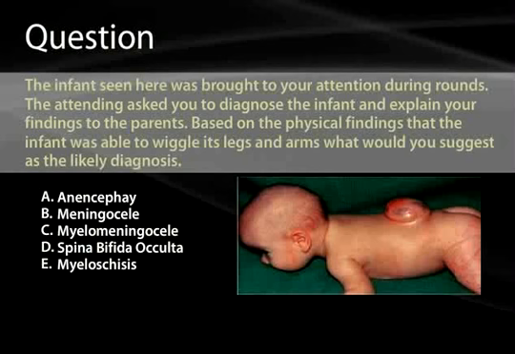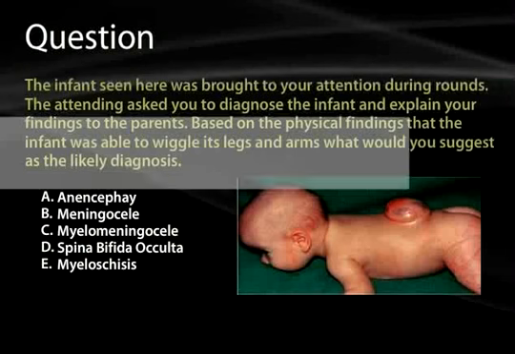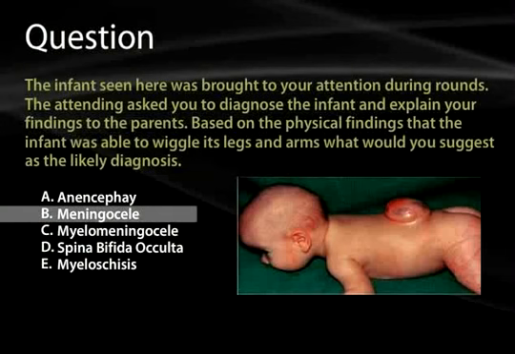It cannot be a myeloschisis, and it's not an anencephaly because the cranial vault is intact. The difference to tell one from the other in this particular question is that the child is able to wiggle its legs, which would mean that the child is more likely to have a meningocele than the myelomeningocele.